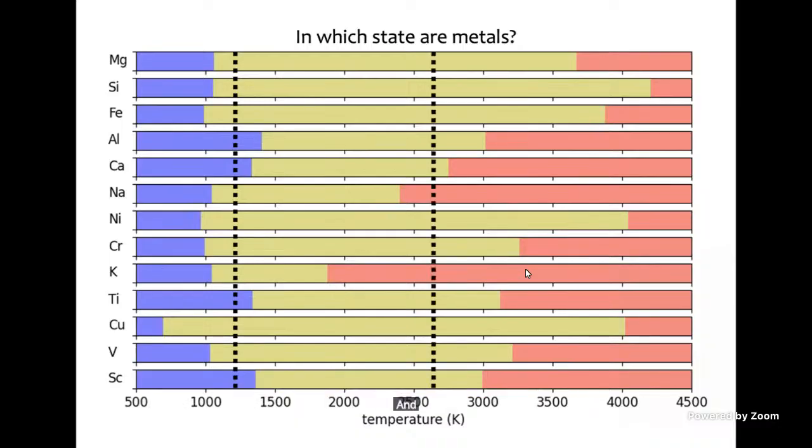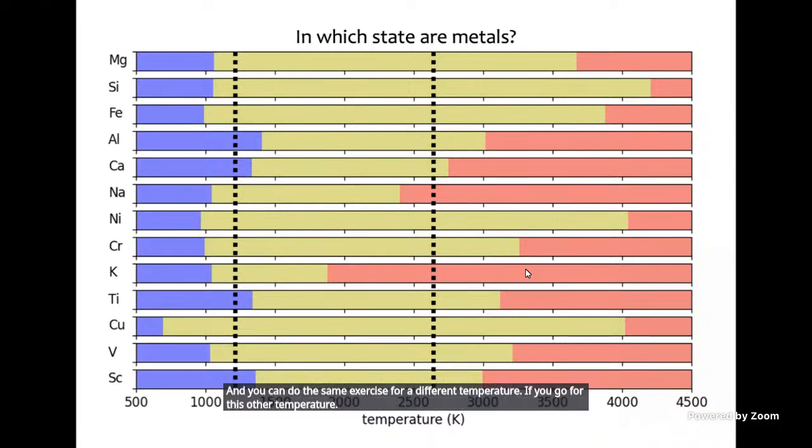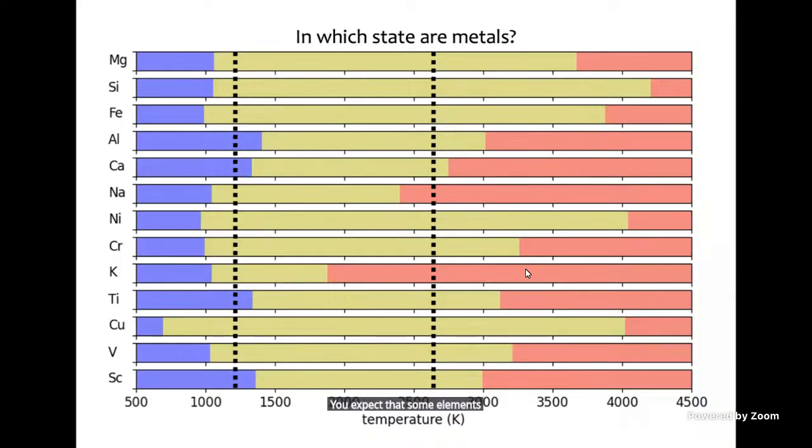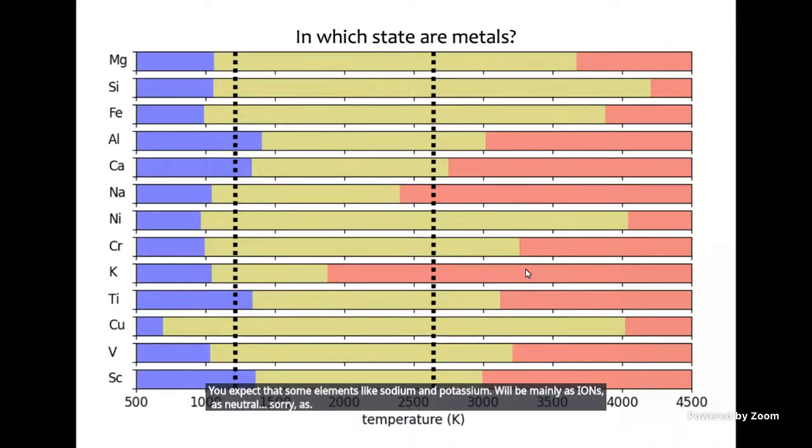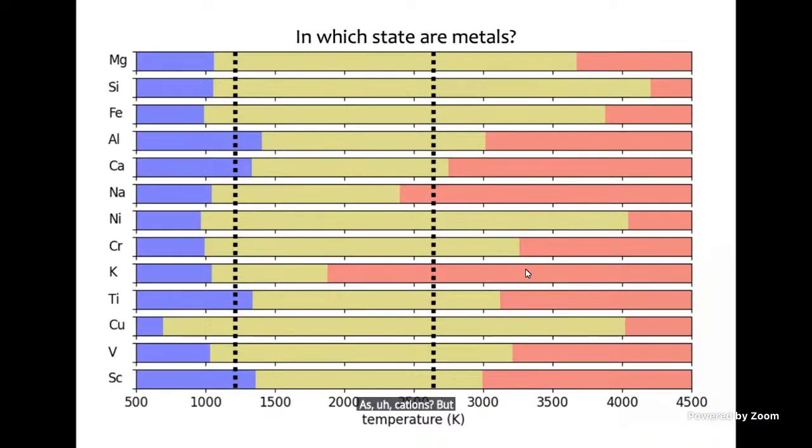And you can do the same exercise for a different temperature. If you go for this other temperature, you expect that some elements like sodium and potassium will be mainly ionized, as cations. But for the rest of the metals, you don't expect cations. So this kind of exercise is very good to predict in which state metals will be mainly. And this will help a lot to prepare the observations or to see what will be found.